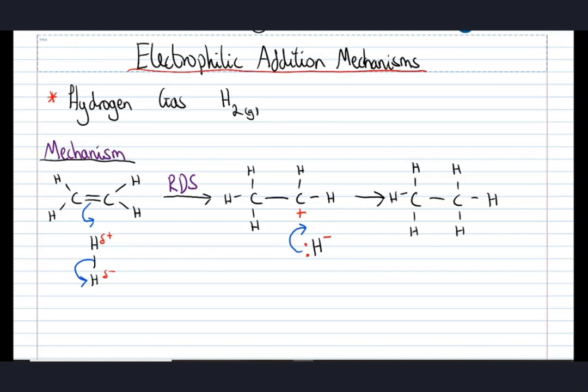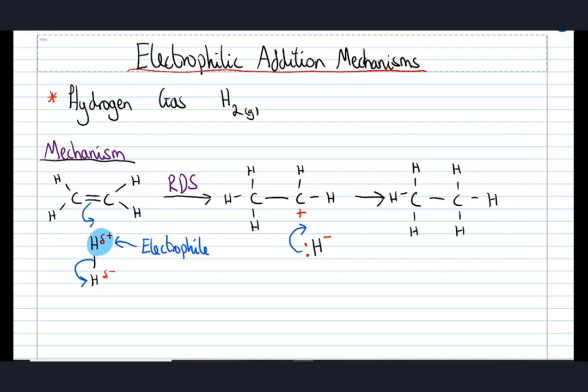So, in summary, our mechanism, the slow step is the attack of the electrophile. The electrophile is the delta positive hydrogen. So if you're ever asked to label up the electrophile in the exam, the electrophile is the delta positive hydrogen, not hydrogen gas. You won't get the marks for saying hydrogen gas. You have to say the delta positive hydrogen.